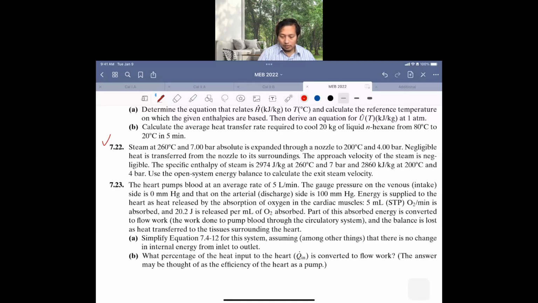So, the initial velocity is ignored. You can just calculate the velocity that exits from the system. Okay, you can try. Maybe I'll give you a few minutes, 3, 4 minutes. If you get the answer, you can write down the numbers, how much the velocity is. I think since the enthalpy is given, it should not be really complicated because you already get the delta for the enthalpy, right? The delta for enthalpy.